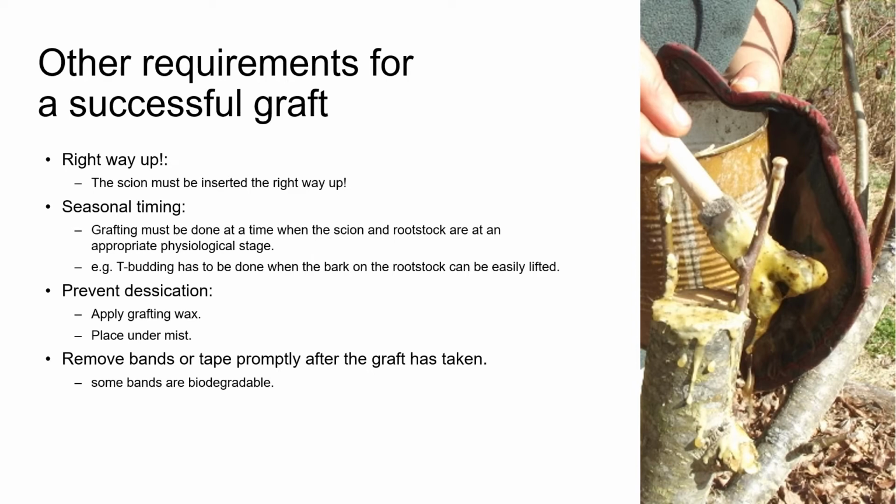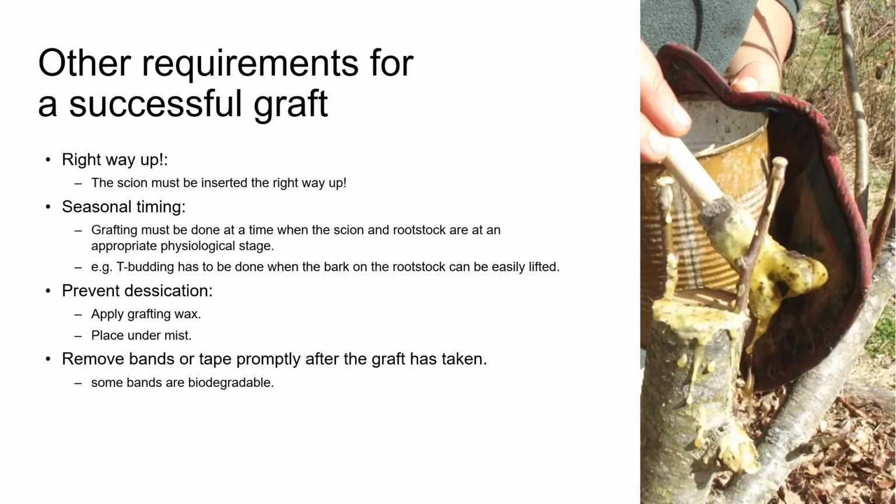The time of year at which grafting is done can be important. Grafting must be done at a time when the scion and rootstock are at an appropriate physiological stage. This can differ between species and which part of the country or even the world that you're in. It's important to prevent the scion from drying out. Until the graft is taken, the scion has no way of taking up water.